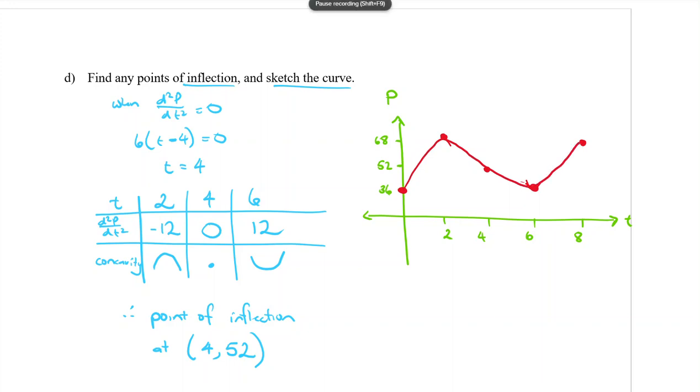Okay, so let me just try that again because my concavity doesn't quite look right. Concave down between there and there, then concave up, concave up. That's a bit better.